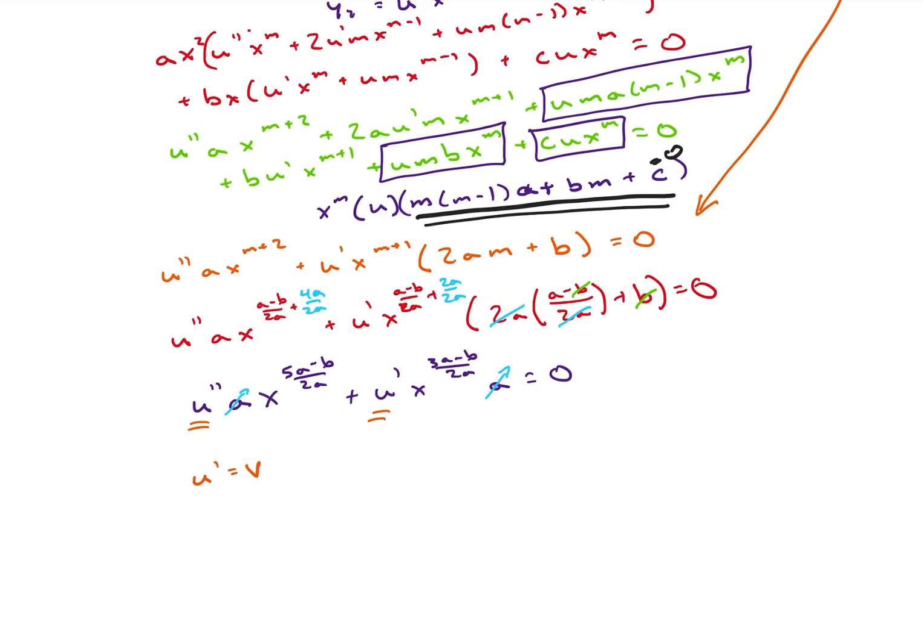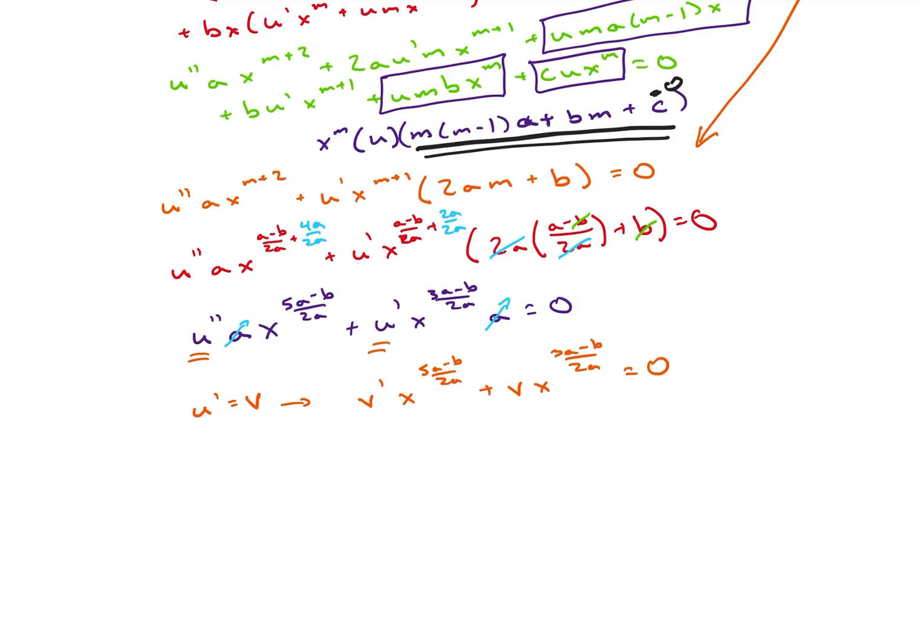to v? That leaves us with v prime x to the (5a minus b) over 2a plus v x to the (3a minus b) over 2a is equal to 0. And we can use separation of variables to solve this guy. So let's go ahead and do that. We're going to get v prime x to the (5a minus b) over 2a is equal to negative v x to the (3a minus b) over 2a.